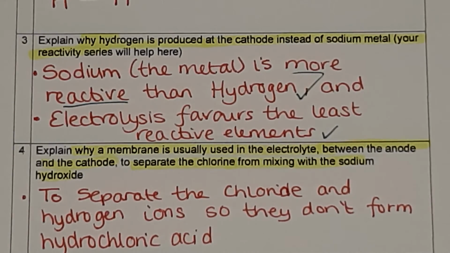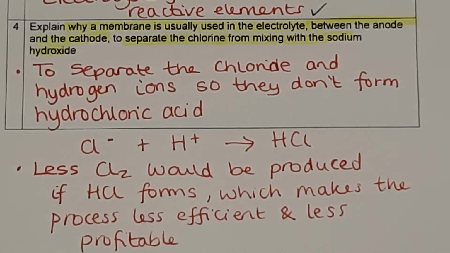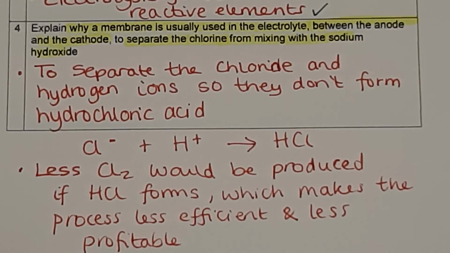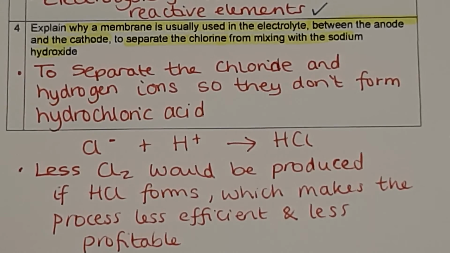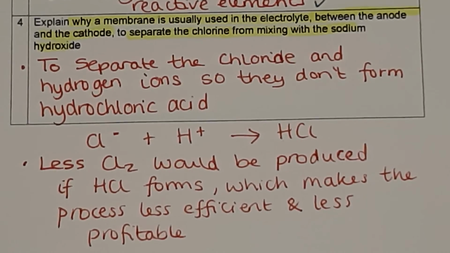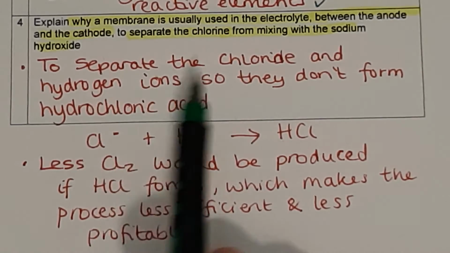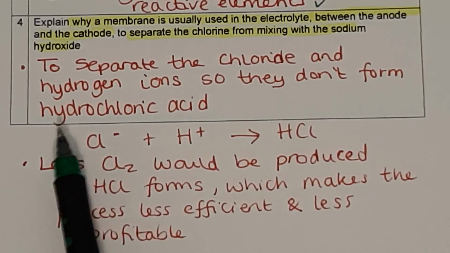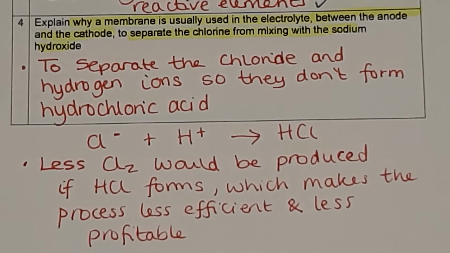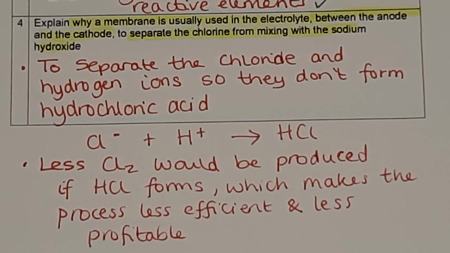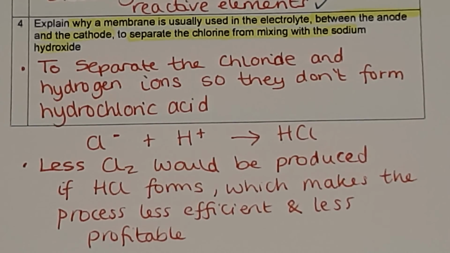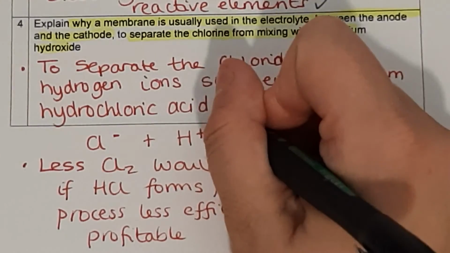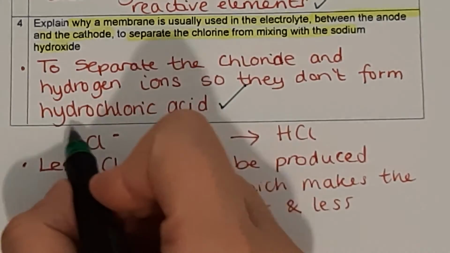Okay, and question 4. This is quite a long one. Explain why a membrane is used in the electrolyte between the anode and the cathode to separate chlorine from mixing with the sodium hydroxide. Okay, so 2-part answer here. You've got to separate the chloride and hydrogen ions so they don't form hydrochloric acid. Chlorine is forming and gassing off at one end and hydrogen at the other end. You don't want those two to mix because then you get hydrochloric acid. So you get a mark if you've mentioned hydrochloric acid.